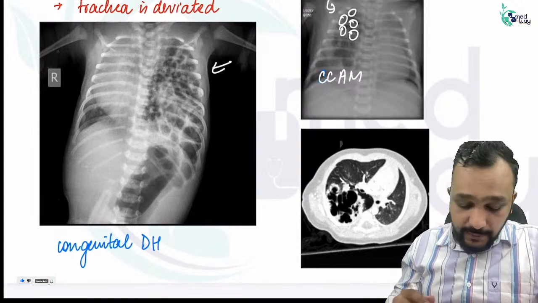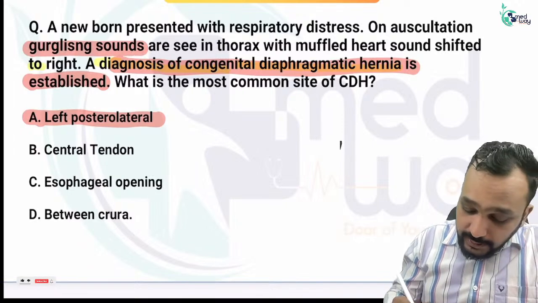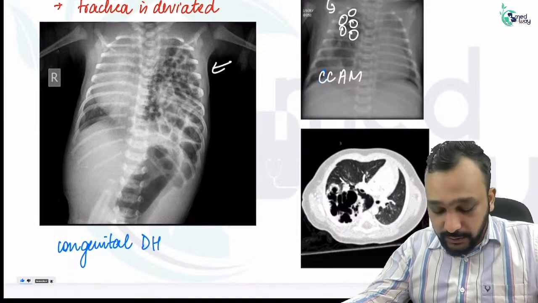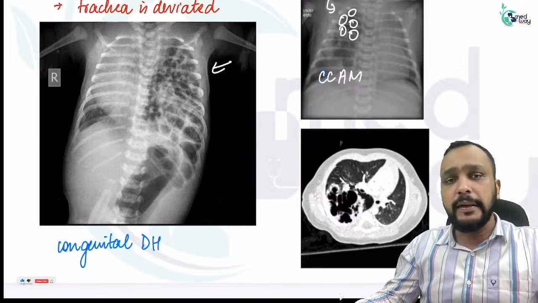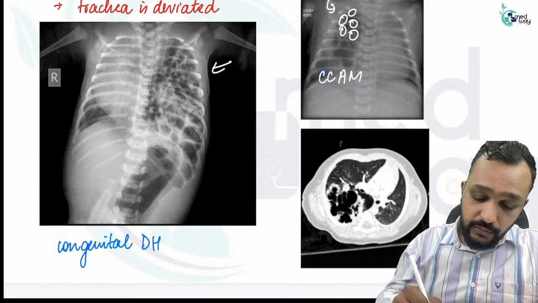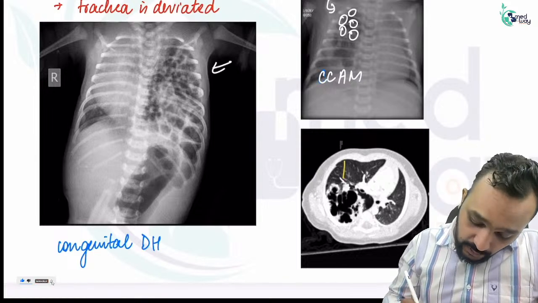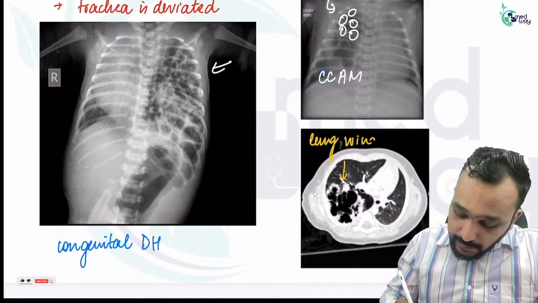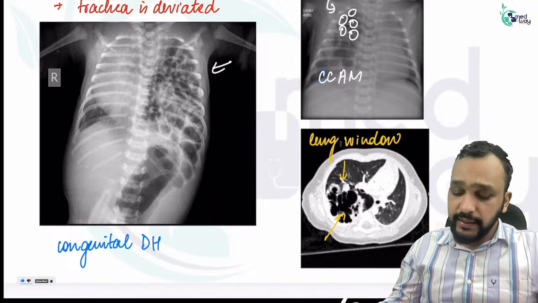And one more thing is that in this question itself they had given you gurgling sounds seen in the thorax. Gurgling sounds are those of the bowel loops. So in congenital cystic adenomatoid malformation you will not see any gurgling sounds. And one more thing that was given to you, you can see that this is the CT image. In this CT image also, these are the lung window images. You can see cystic areas within the lung, variable size cysts.